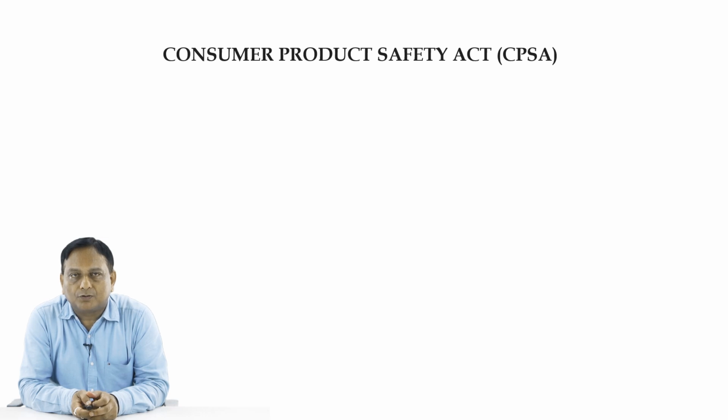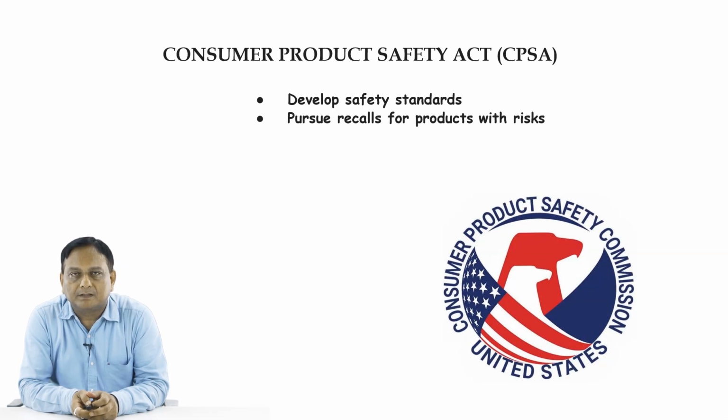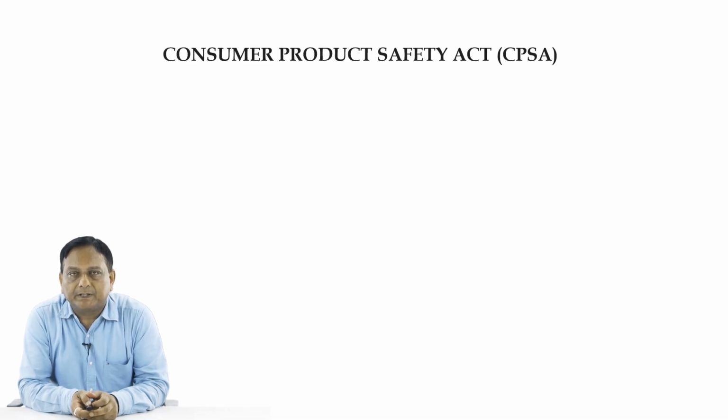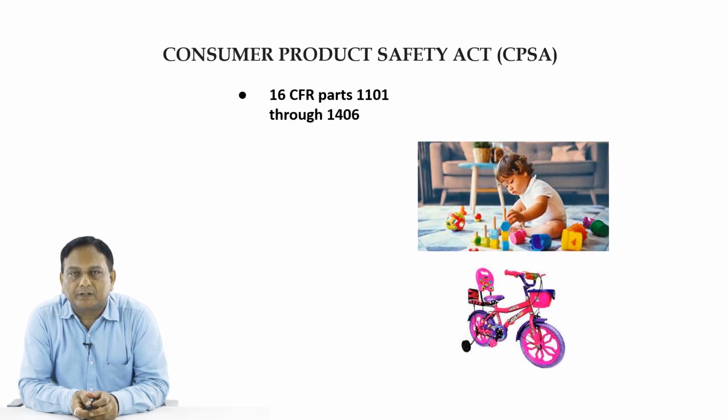Now first we will start with the Consumer Product Safety Act, CPSA, and it involves safety standards and recalls for products where a risk is associated with CPSA. So this act talks about such consumer products. Now the Consumer Product Safety Act, CPSA, covers 16 CFR Part 1101 through 1406. It covers different items like bicycles, children's toys and other items associated with this act.